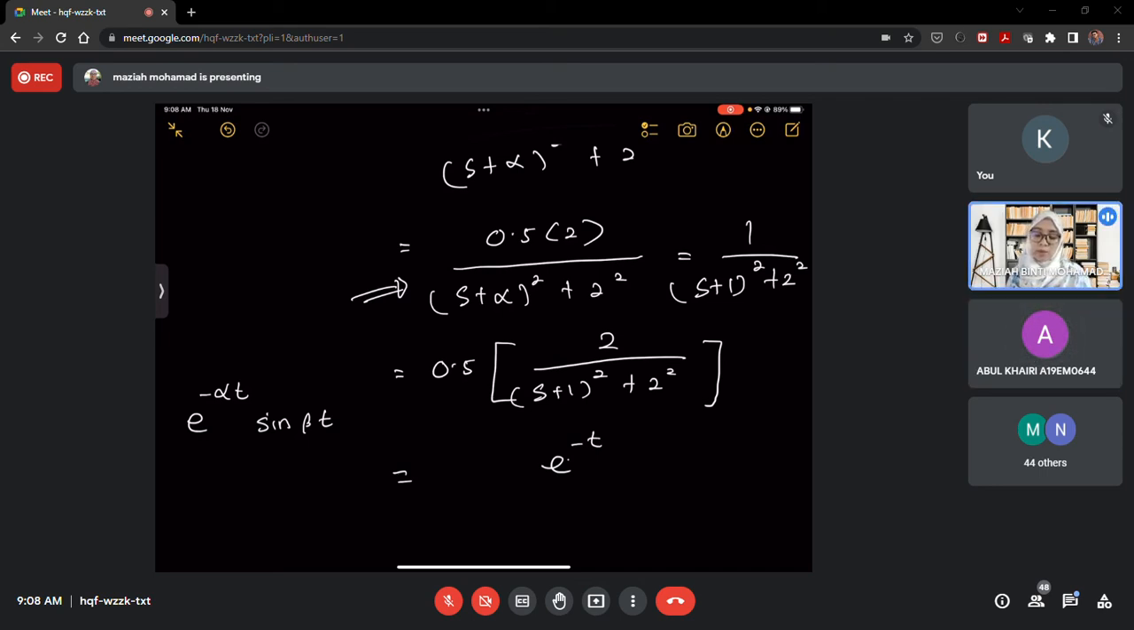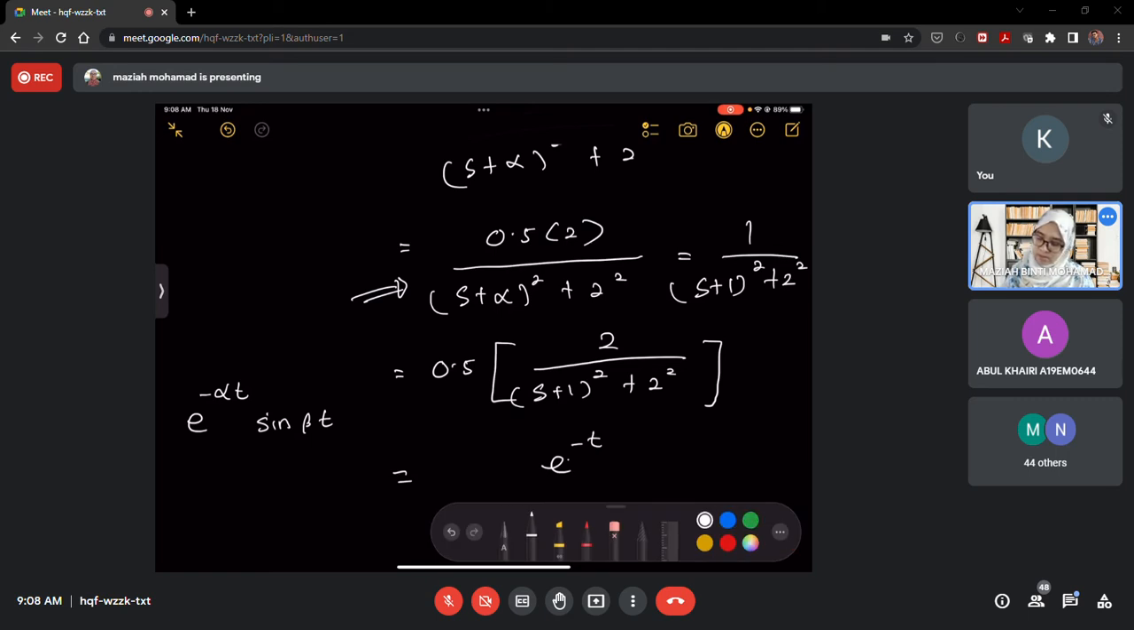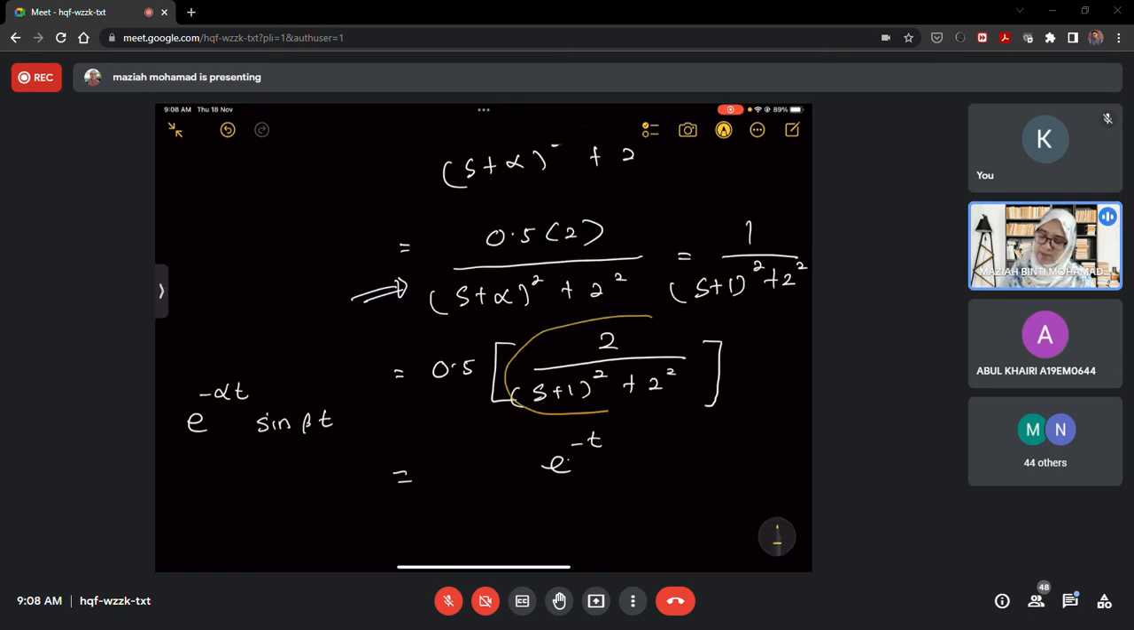From this function here, we said this is beta equal to 2, and this is alpha. So therefore the function will become exponent negative t sine, because alpha is 1, sine 2t. But then we need to multiply here by 0.5.